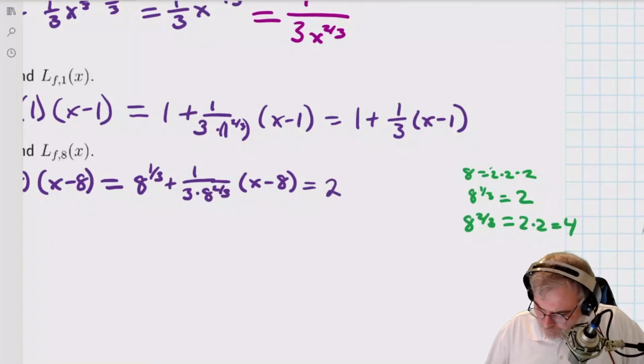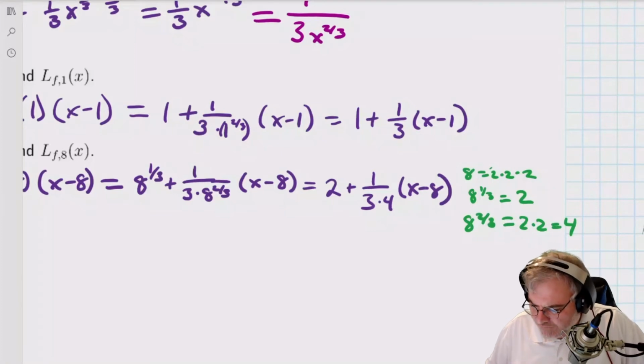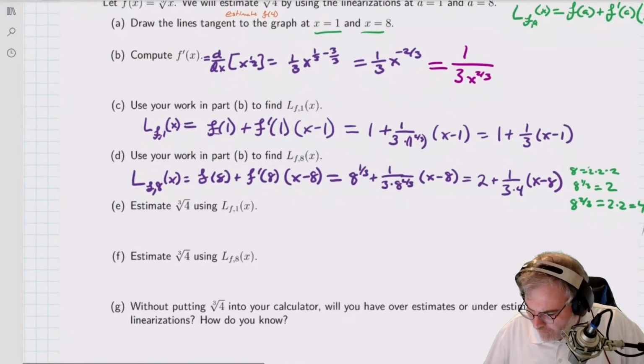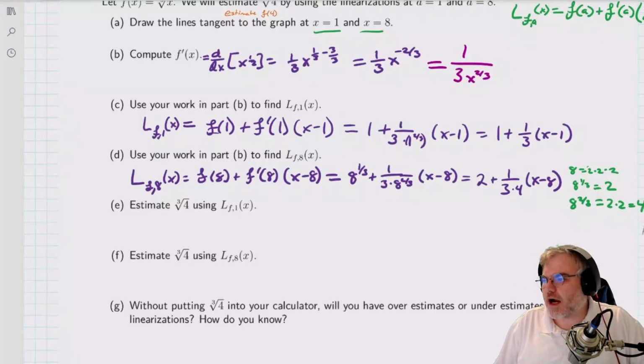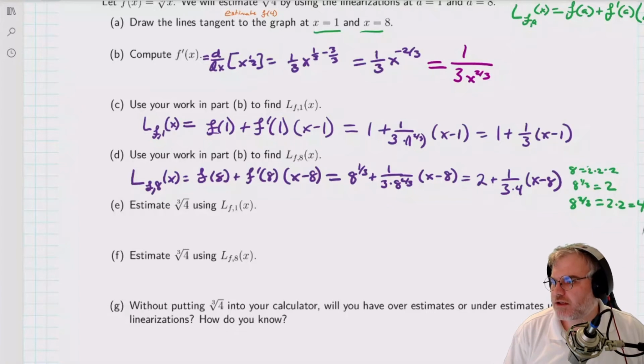So I'm going to wind up with 2 plus 1 over 3 times 4, x minus 8. And I'm going to leave that. The reason I'm going to leave it is I have a hankering, since I know I'm going toward 4, that some of the stuff is going to end up canceling. So I can avoid some division if I just leave it. All right, so how do we feel about that, 1 to 5? So this is question 1, parts C and D.